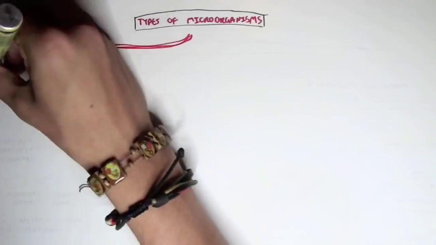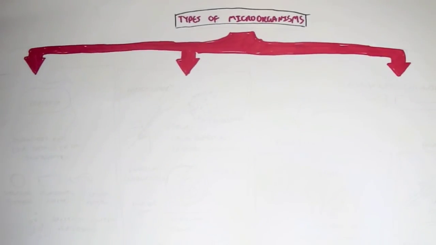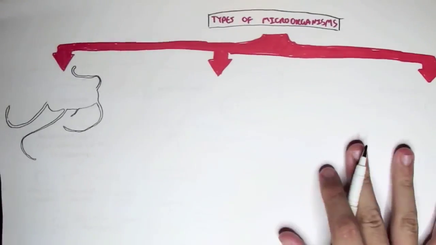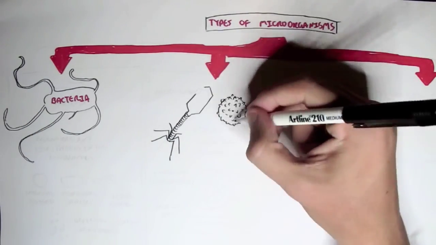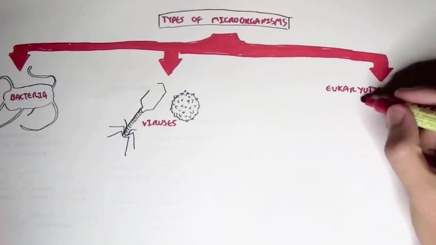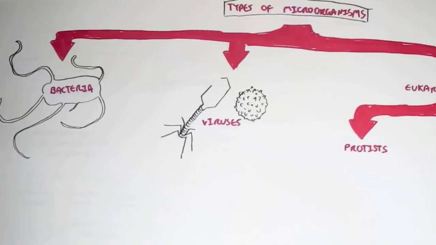Now let's look at some types of microorganisms. Let's look at three main categories, and these are bacteria, viruses, and eukaryotic organisms. The eukaryotic organisms that we're going to look at include the protists and other eukaryotes. Let's begin by quickly looking through what a bacteria is.